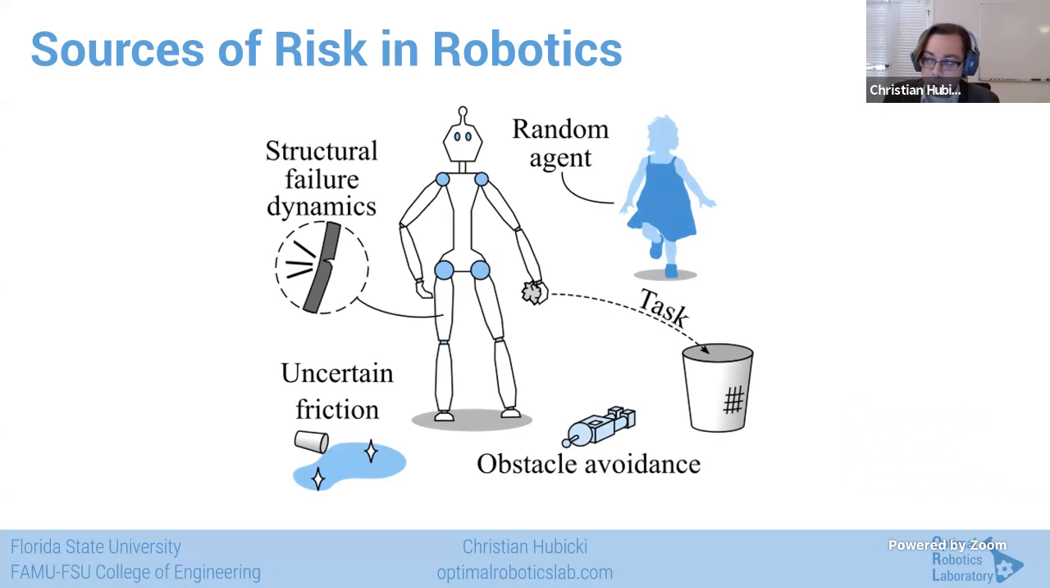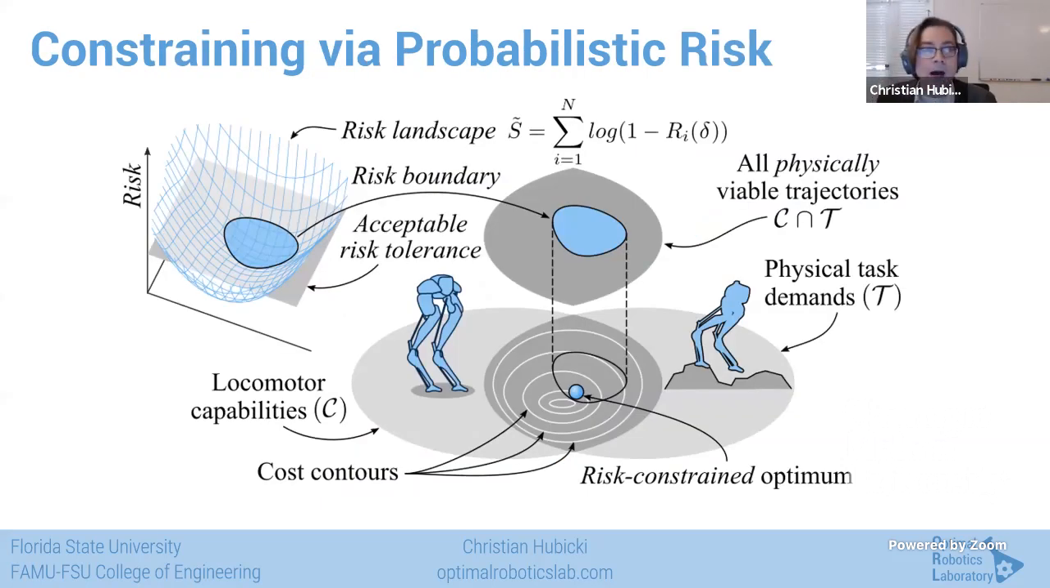Okay, and this is something we care about in robotics too, because there are all kinds of sources of risk in robotics. You could break your legs. There's uncertain friction that may or may not make you slip. There could be a random agent going into your midst that you want to make sure that you don't run into when you're completing your task. So the idea is to be able to do trajectory optimizations traditionally and constrain the probability of risk. Okay, the probability of failing.